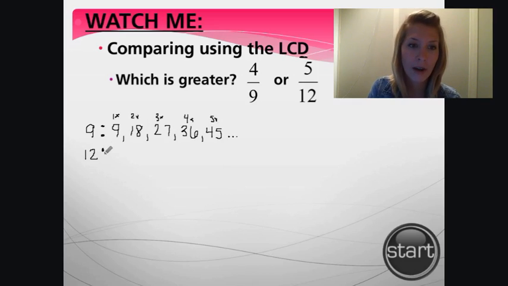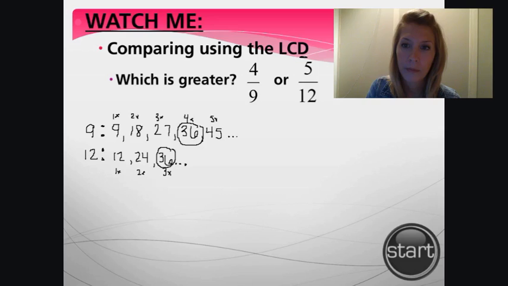Let's start now by listing out the multiples of 12. We have 1 times 12 is 12. 2 times 12 is 24. And 3 times 12 is 36. And I can stop there because I see that both of our values have a common multiple, and the lowest is 36. So I'm going to write that up here.